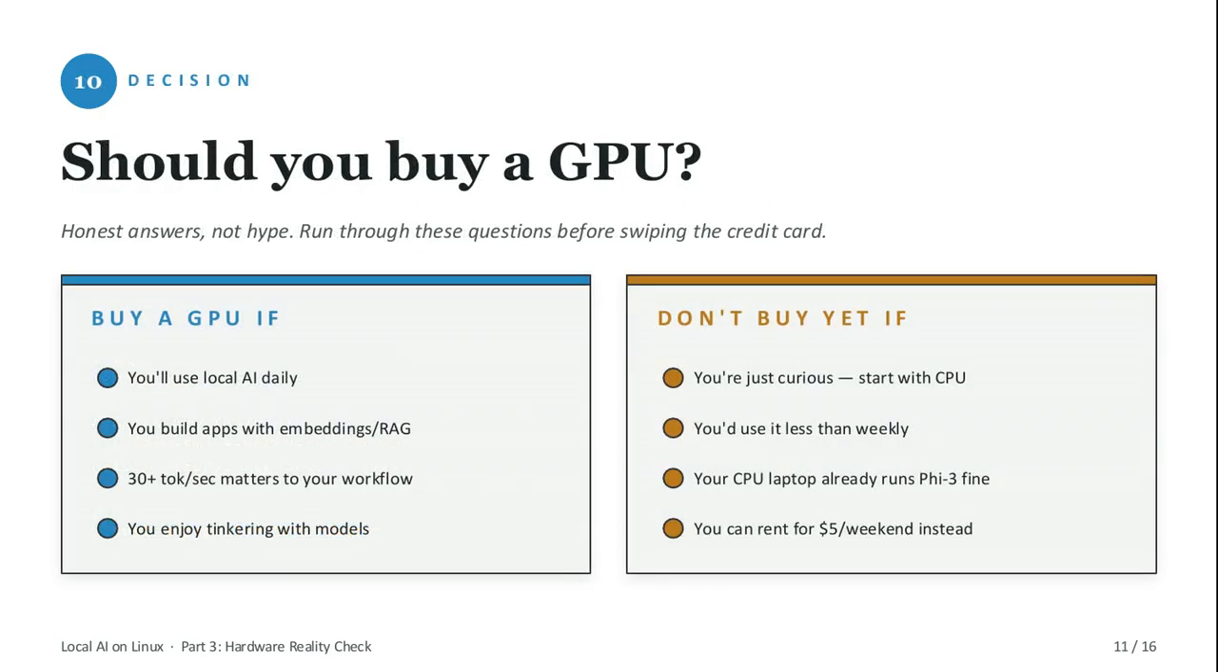Once you know your budget, the real question: should you actually buy a GPU? Honest answer, not always. Pull the trigger if you're using local AI daily, building RAG pipelines, or you genuinely need 30+ tokens per second. But if you're just curious or your CPU already runs Phi 3 fine for the occasional query, save your money. A weekend on a rented cloud GPU costs about $5. That's a lot of weekends before you break even on a 3090.